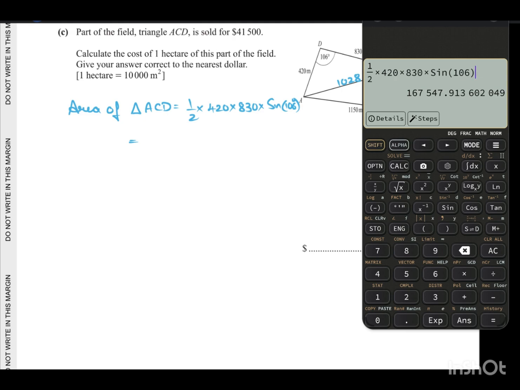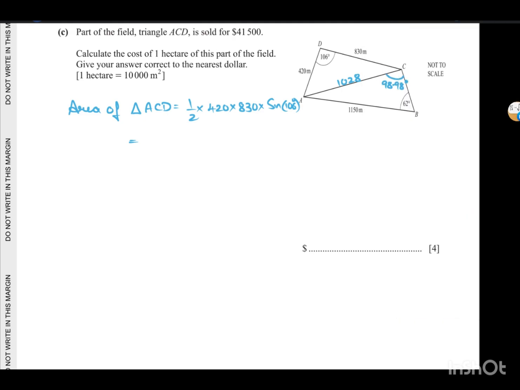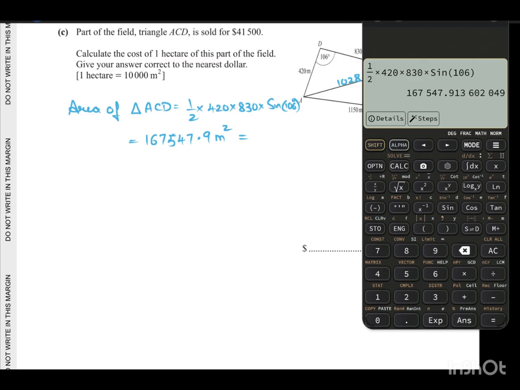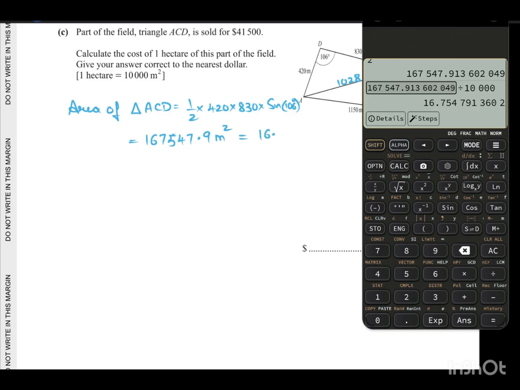Sixteen 167,547.9 meter square is the area. Now convert this into hectares. So we'll divide it by 10,000. We get 16.754 hectares.